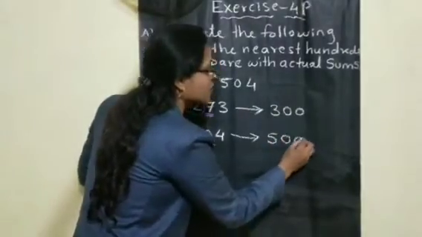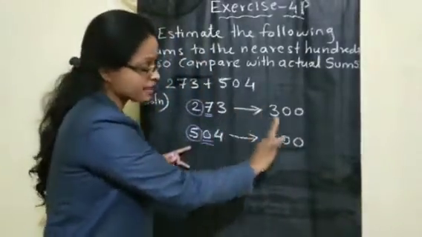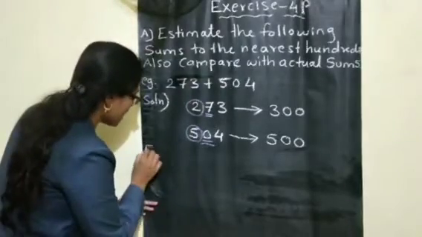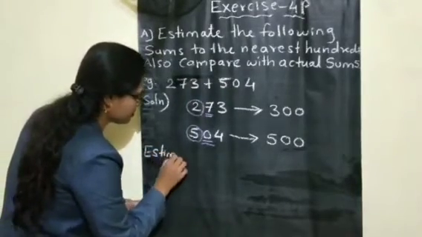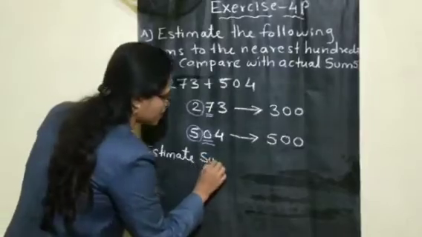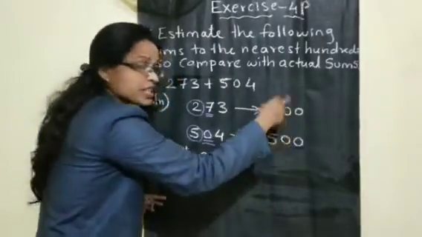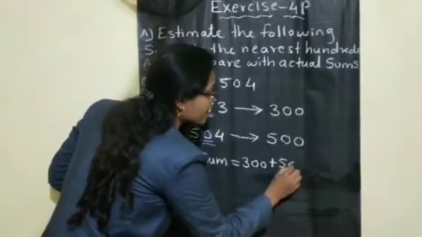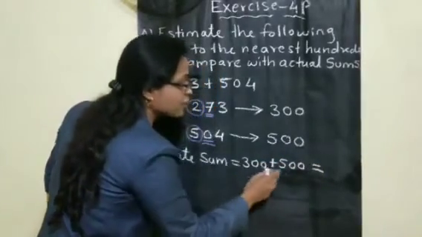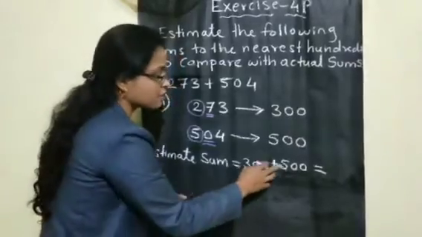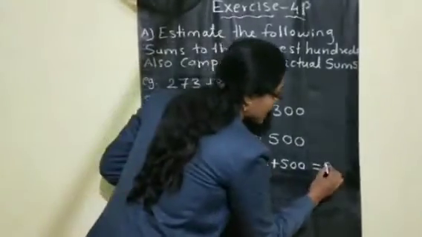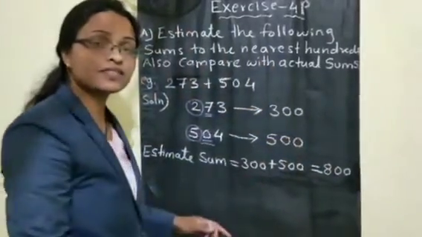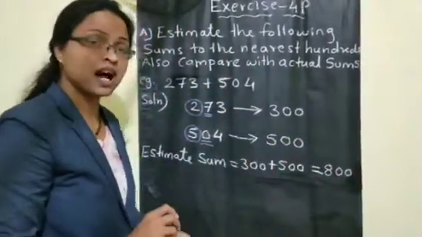So here our rounding the numbers to the nearest 100 is over. Now let us estimate the sum. So for the estimated sum we have to find the sum of the rounded numbers, that is 300 plus 500. So 300 plus 500, 800. 3 plus 5, 8. So directly also you can do. Otherwise, as I told, arrange in the vertical way on the rough side, do the calculation, get your answer.